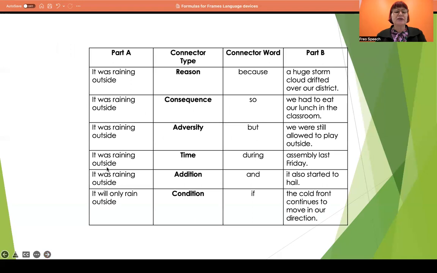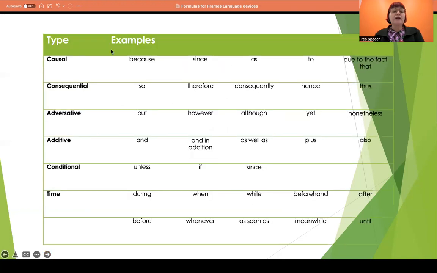So there's that initial stem. It was raining outside. And then if you want to use reason, you can use a word like because. And then you put the reason here. So part A is what was happening. It was raining outside. And part B is the reason. So you can join that with because. And then in the next slide, you'll see that not only can you use because, but you can use since or as or to or due to the fact that. You can't use them all interchangeably. Some sentences will prefer one over another. But yeah, they're all synonyms for because.